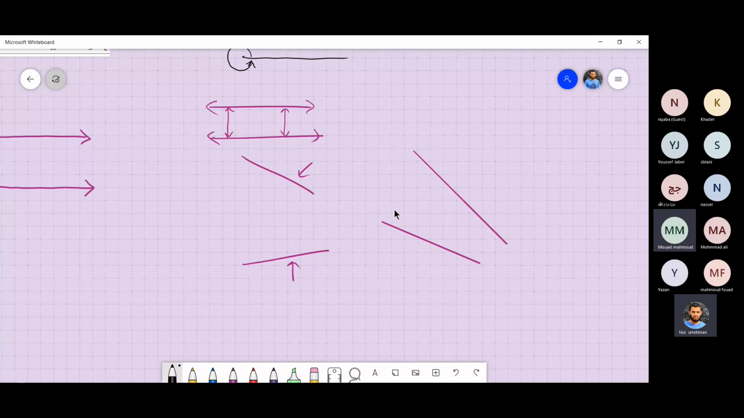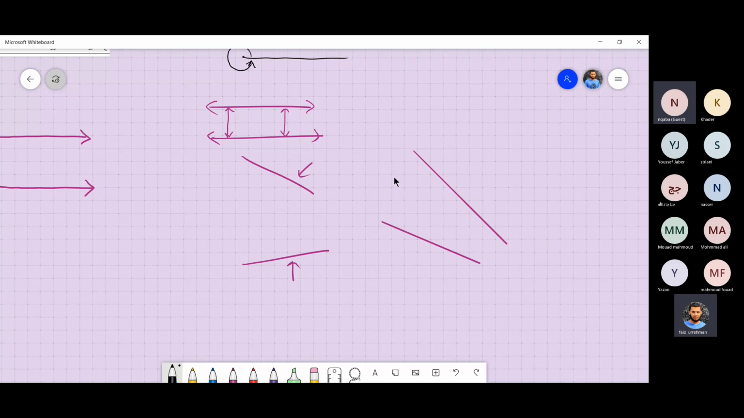Why are they not parallel? Because if you extend them, they will meet at a certain point. The distance here is so small, but what about the distance here? It's big.